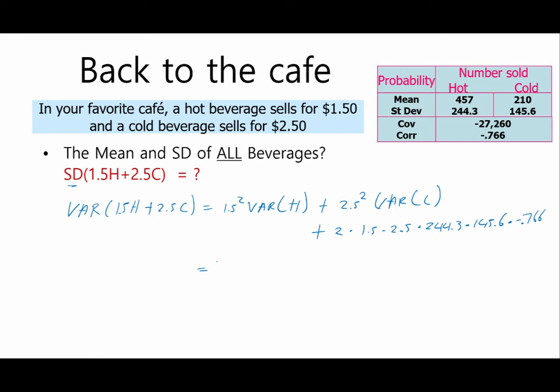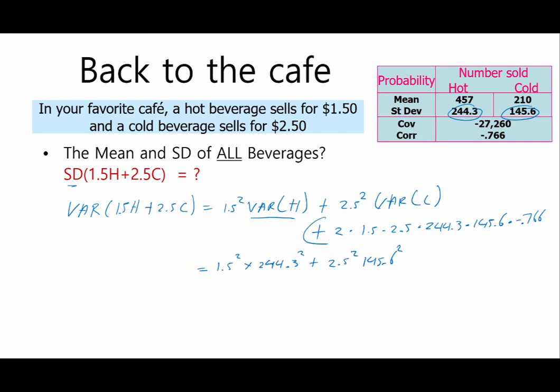And so let's write out the values there. It's going to be 1.5 squared times 244.3 squared. Where did that come from? It's the standard deviation for hot drinks. We have to square that. That's going to give us the variance for hot drinks. Plus 2.5 squared times 145.6 squared. That was the standard deviation of cold, right? We need to square that. And that would work if the two series are independent, but they're not.